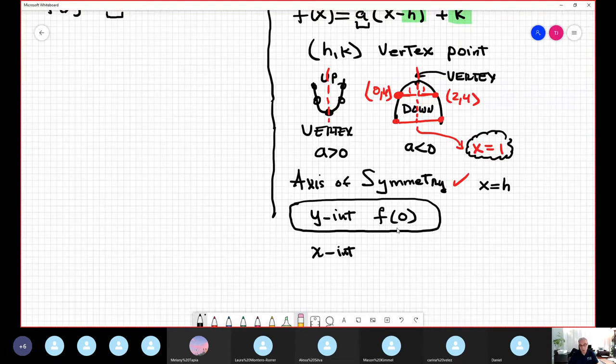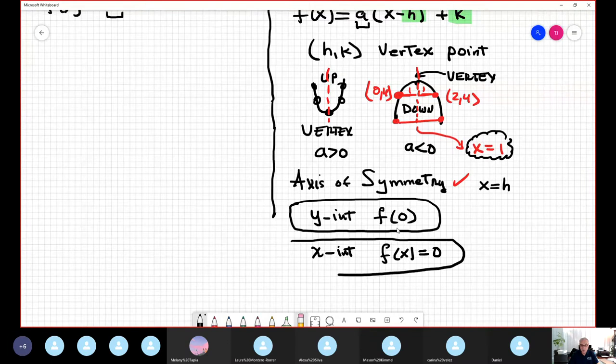Today in the quadratic, but later in other, more complicated functions. And in order to find the x-intercept, you put f of x equal to 0. This is a formula that I need you to remember if you want to find the x-intercept.